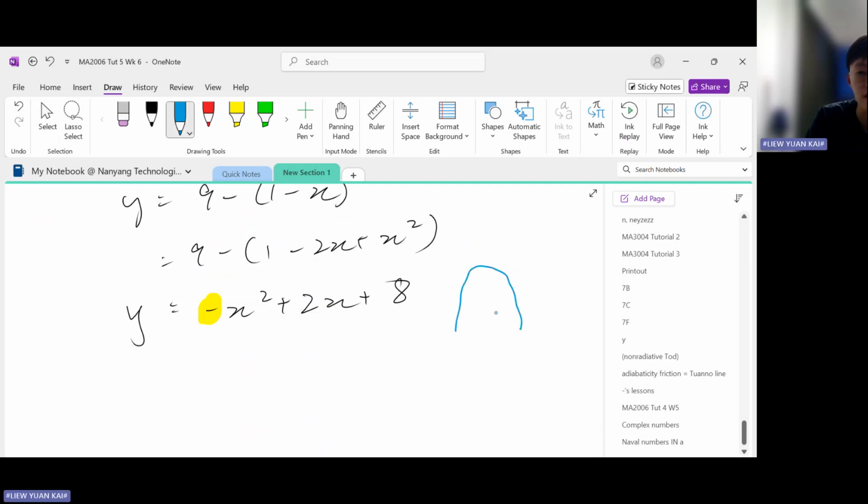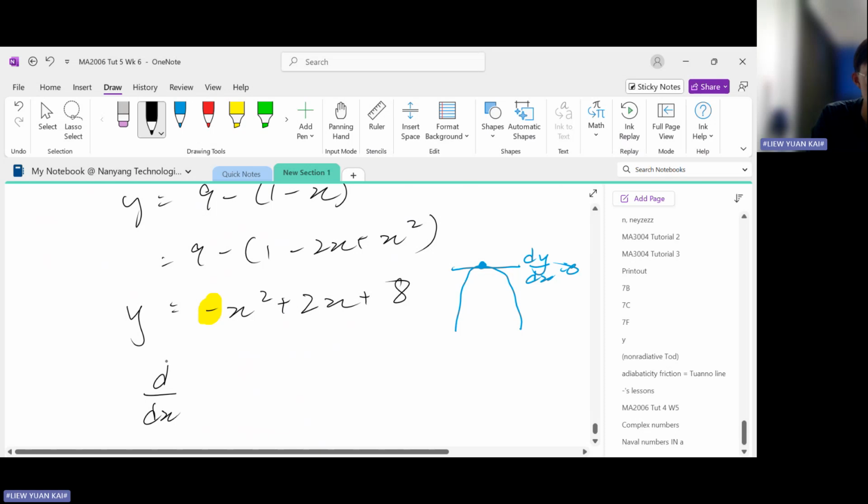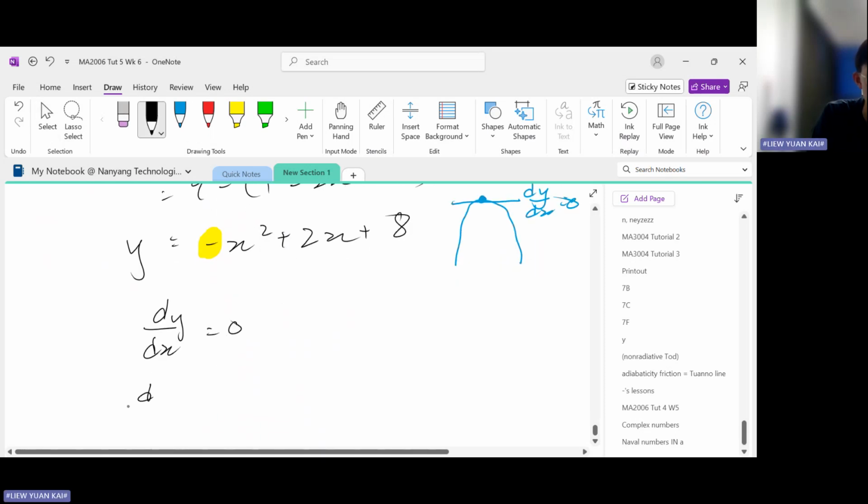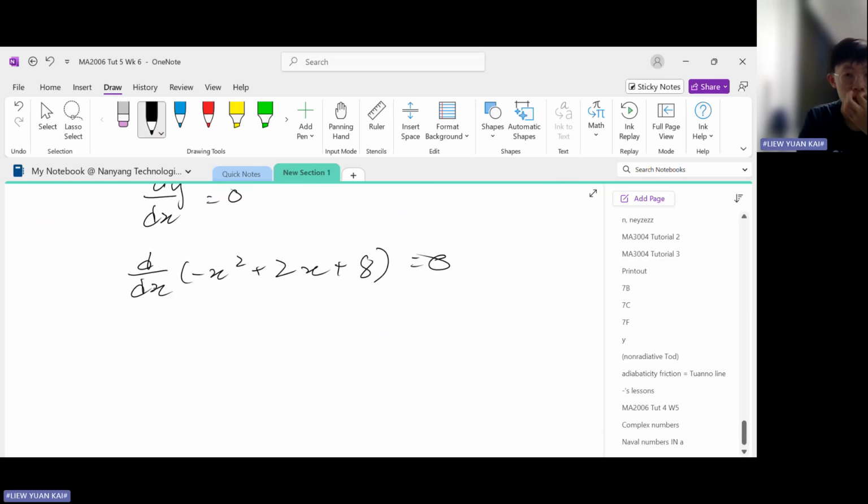Then don't forget, for a quadratic curve, we have a peak. We need to find the coordinates of this peak. At this peak, dy/dx is equal to 0. Let's go ahead and do that. So dy/dx equals 0 means we need to differentiate this with respect to x. Then minus 2x plus 2 is equal to 0. Then x will become 1.